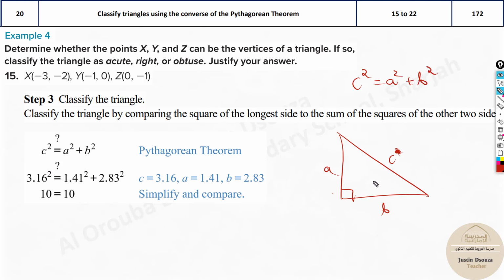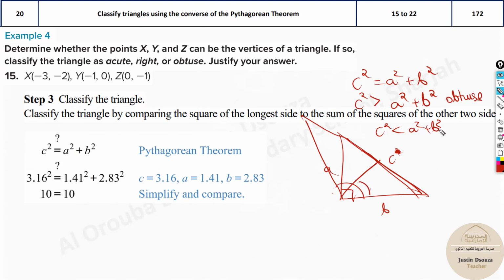Then it's right. Now, what if you add the squares of these both and the c square value is greater than that, the hypotenuse is greater than the sum of these two, then that means this is long. Okay, so it will be more than 90 degrees. It's an obtuse angle, obtuse. Whereas if c square is less than a square plus b square, the hypotenuse is smaller, then this would be acute, less than 90 degrees, it is acute.